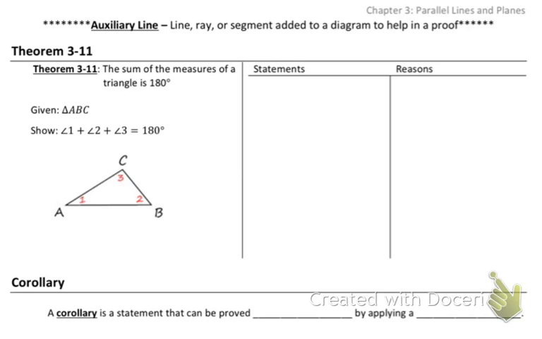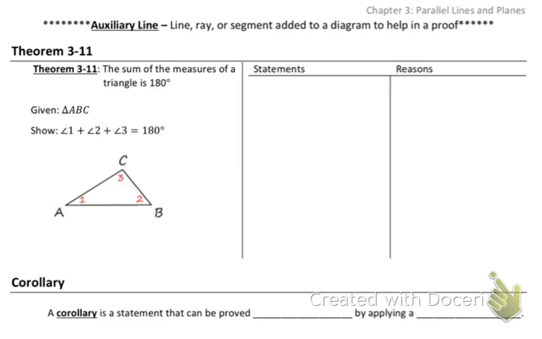Sometimes for a drawing, in order for me to prove something, I have to add a line to the drawing, and that is okay. You can add things to the drawing as long as you don't change this to be 180 degrees. You can add things to the drawing to help you solve it. So that's called an auxiliary line. It's a line, ray, or segment added to a diagram to help in a proof. In this one, we need it.